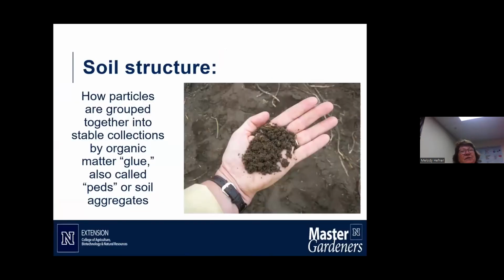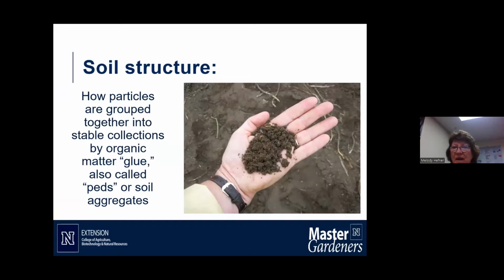So now we're going to switch a little bit here and talk about soil structure. Soil structure is how the particles are grouped together into stable collections, and it's generally organic matter that's gluing them together. When they form these groups, they're called peds or soil aggregates.